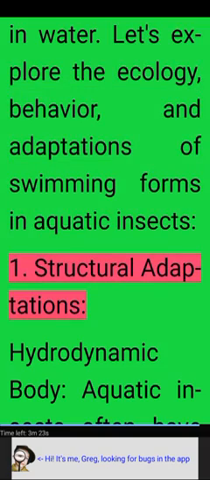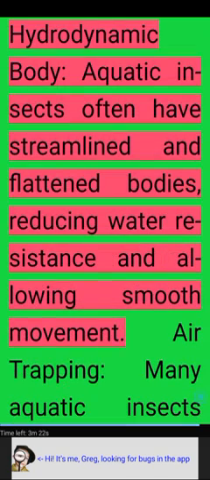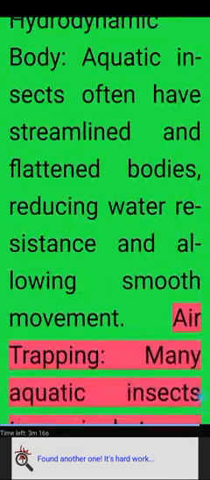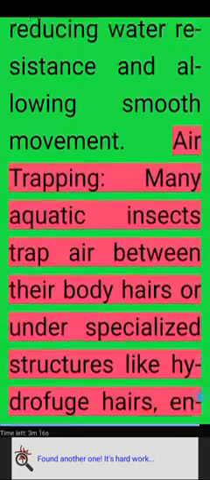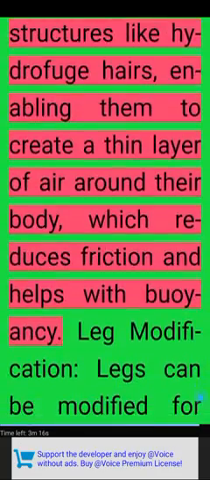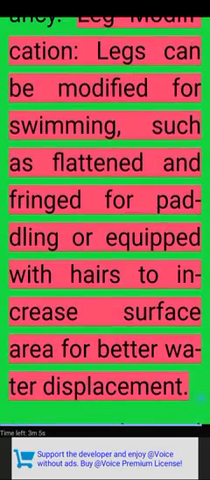1. Structural adaptations. Hydrodynamic body. Aquatic insects often have streamlined and flattened bodies, reducing water resistance and allowing smooth movement. Air trapping. Many aquatic insects trap air between their body hairs or under specialized structures like hydrofuge hairs, enabling them to create a thin layer of air around their body, which reduces friction and helps with buoyancy. Leg modification. Legs can be modified for swimming, such as flattened and fringed for paddling or equipped with hairs to increase surface area for better water displacement.